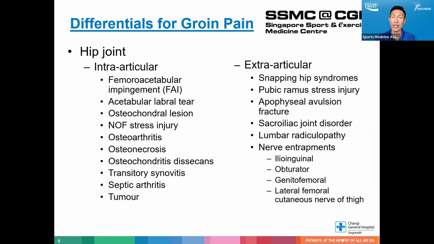I've listed this long list here of hip pain differentials just to show that there are many, many different differentials when we are talking about the hip, both intra-articular, inside the joint, and extra-articular. My colleague Gordon has already gone through FAI, as well as snapping hip syndrome, both internal and external, not to mention gluteal tendinopathy. This is just to highlight that there's a wide range of differentials. I'm not going to go through each one of them, of course.